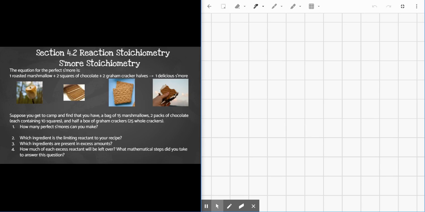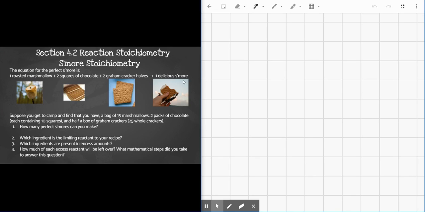It is about stoichiometry. So for our non-chemistry analogy, we have the equation for the perfect s'more. 1 marshmallow plus 2 squares of chocolate plus 2 graham cracker halves makes 1 perfect s'more. Suppose that you get to camp and you find that you have a bag of 15 marshmallows, 2 packs of chocolate, each containing 10 of these squares, and half a box of graham crackers, which is about 25 whole graham crackers. How many perfect s'mores can you make?